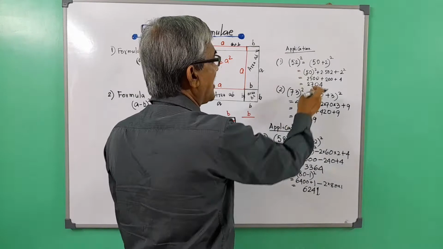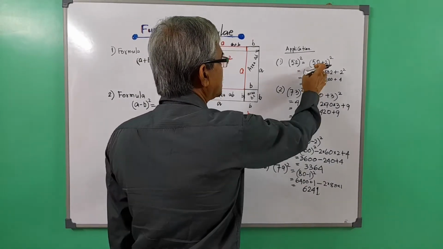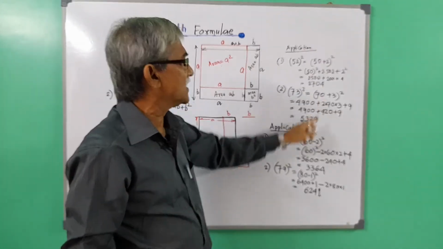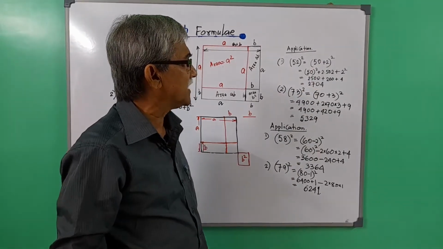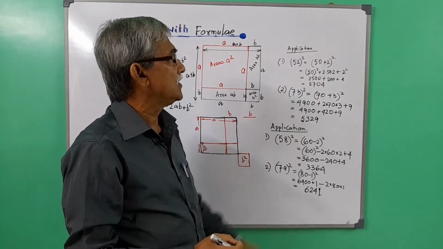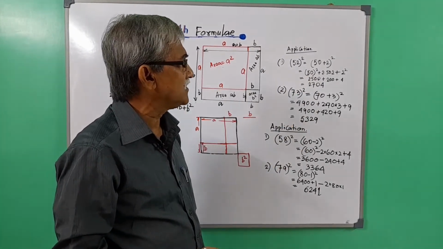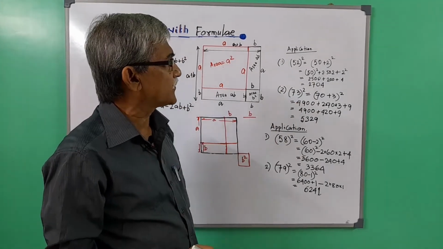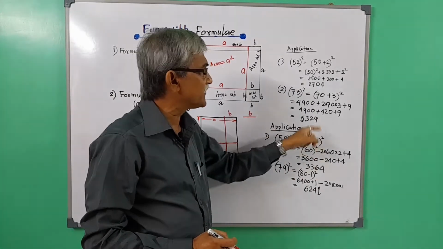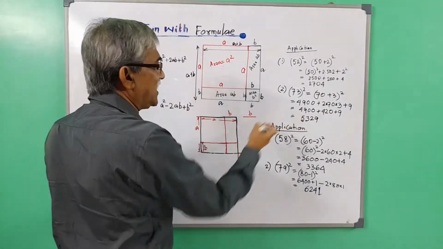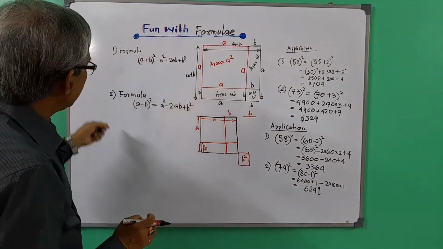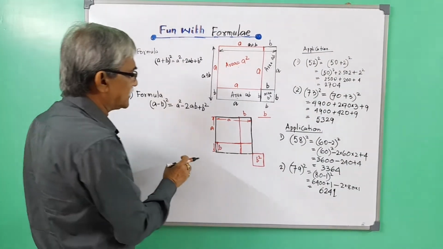So 52 can now be written as 50 plus 2. Why don't you take this 50 as your a and b as your 2? Then you just apply the formula and with some ease you can find 2704. Why? Because it is easier to do the operation with a number that ends in 0. Likewise, 73 whole square amounts to (70 plus 3) whole square, and that is before your eyes on the board. It is 5329. So easy, dear.